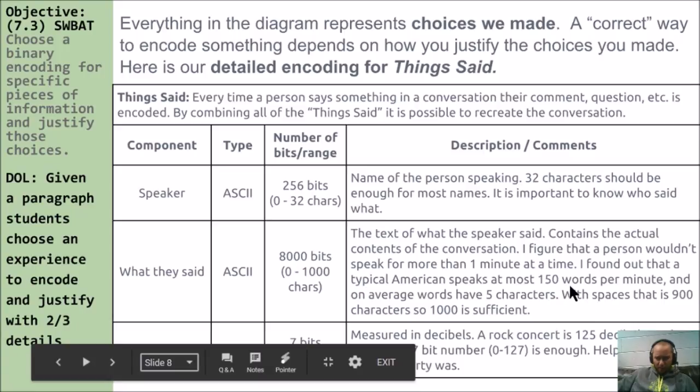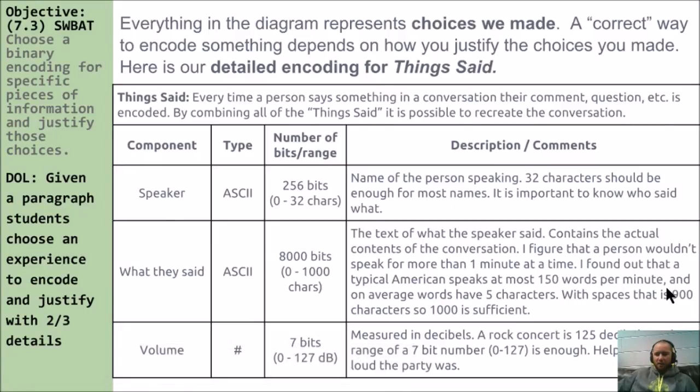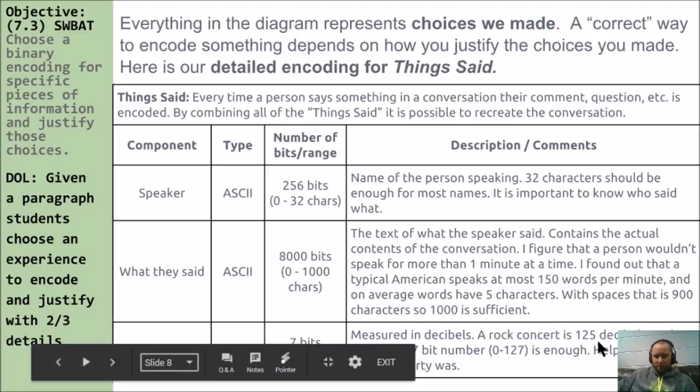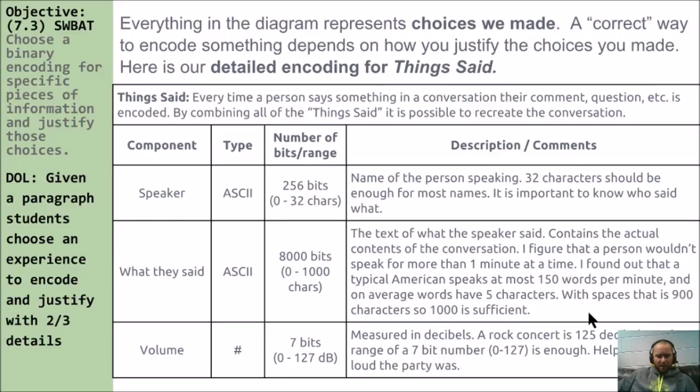What does that number look like to you? 150 words per minute, 150 characters? In Twitter, I forgot how much Twitter limits you in terms of characters or words, but I think it's around the same. Moving on, the average word has 5 characters with spaces. That is 900 characters, so 1,000 is sufficient.